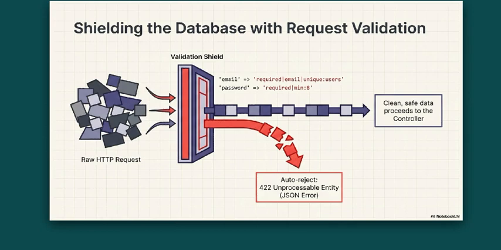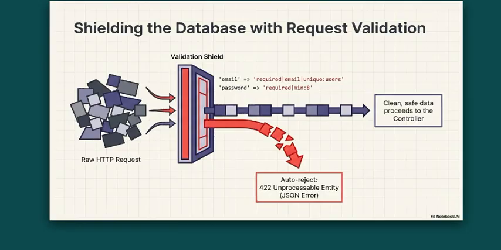And the final gate, unique.users. This is the most powerful one. The shield briefly pauses, reaches out to the database, and executes a lightning-fast query against the users table to see if that exact email address already exists. It ensures data integrity before the controller ever gets involved.